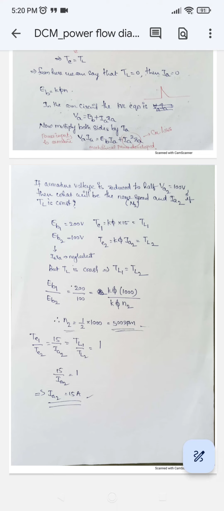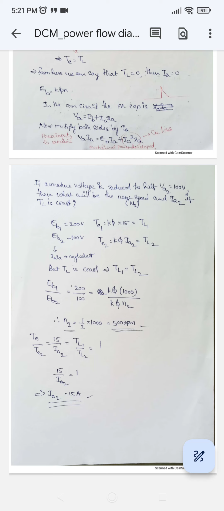Now the next condition, see page 5. If the armature voltage is reduced to half, initially VA1 was 200 volt. Now the question is, if it is reduced to 100 volt, then what will be the speed and what will be the armature current? How can you find out? And provided TL is constant, that is, the load torque is maintained constant.